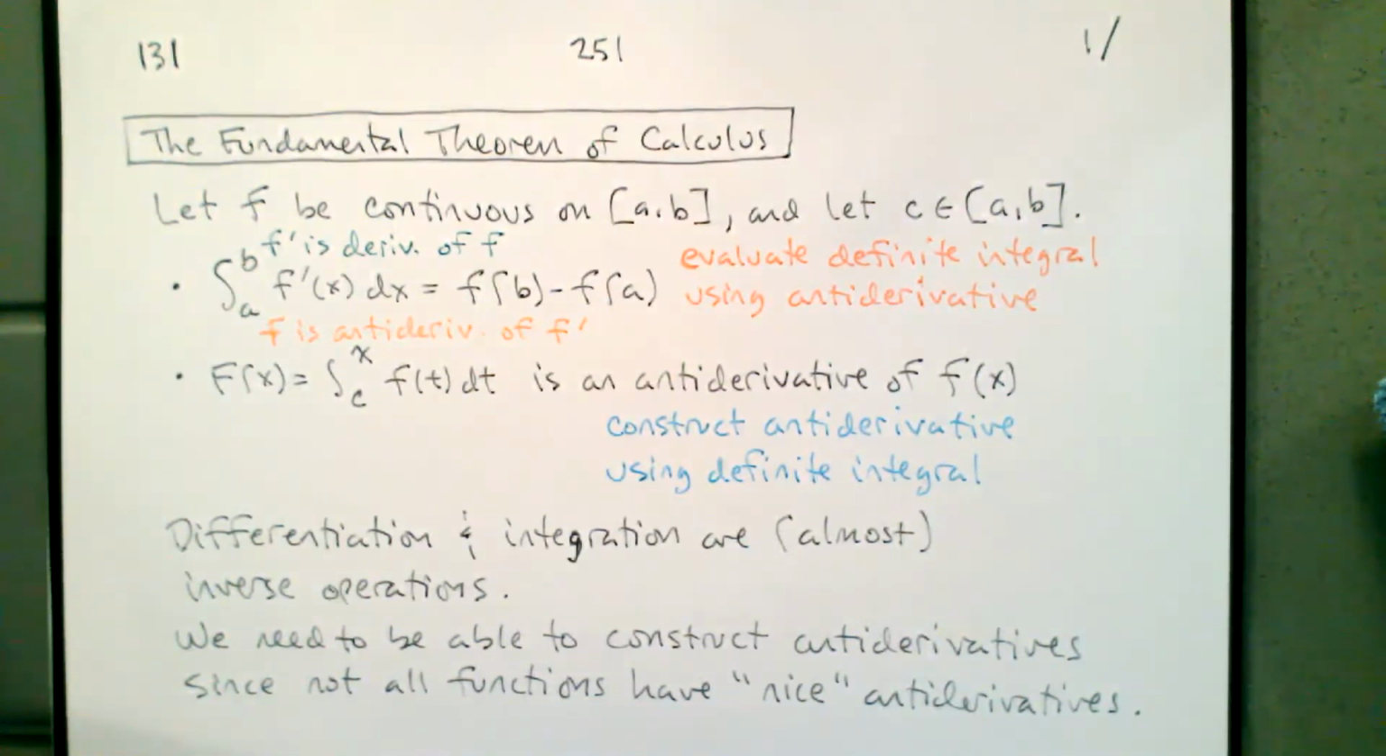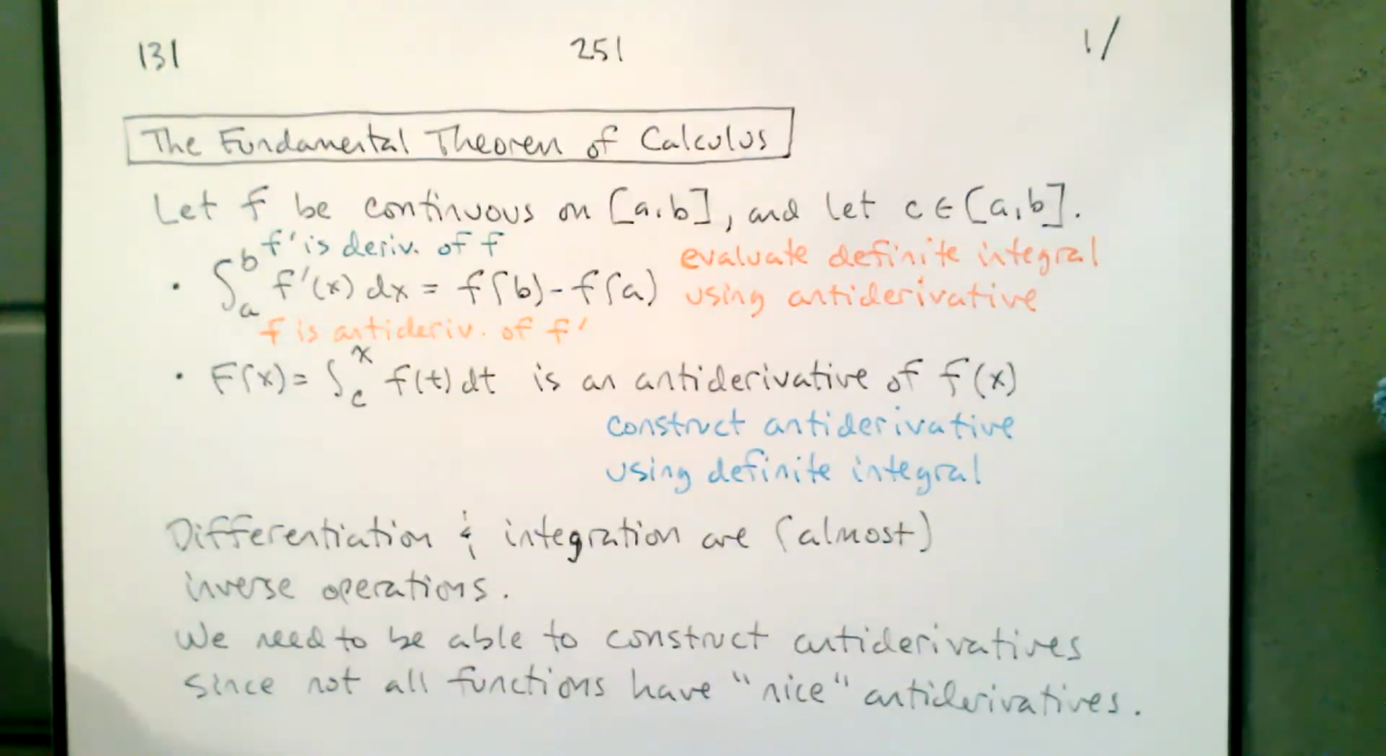The second part of the fundamental theorem of calculus states that capital F of x, defined to be the definite integral from c to x of f of t dt, is an antiderivative of f of x. So the interpretation here is that we can construct an antiderivative using a definite integral. So that's the two directions. We can evaluate a definite integral using an antiderivative. We can construct an antiderivative using a definite integral.